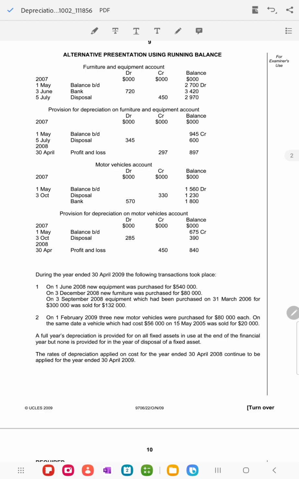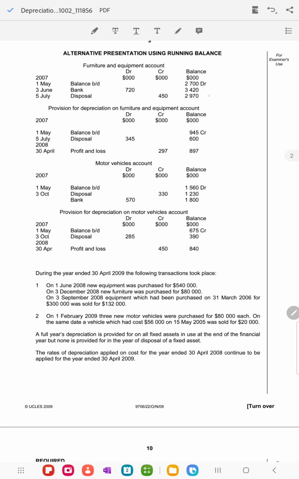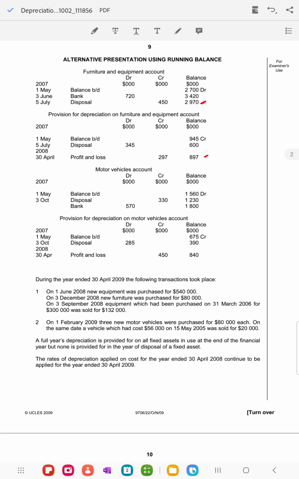Let's make the furniture account first. The balance on the furniture account is 2970, and the provision for depreciation balance is 897. Let's talk about the adjustments now. In terms of furniture, there's new furniture purchased for 80,000. And then there was equipment. Furniture and equipment is the same one. So one equipment was bought for 540, one for 80, and another one was sold off.